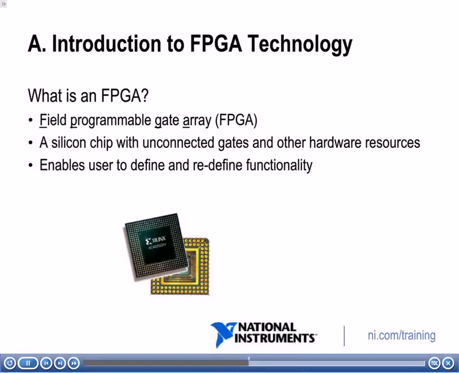So what is an FPGA? An FPGA is a field programmable gate array. One way of thinking about it is it's a programmable silicon chip. So what you can do is in software you can define the functionality of what you want that FPGA to execute, and once you've done that, you can send that to your FPGA, and then the FPGA will actually rewire its own hardware to implement that functionality that you defined in software. One awesome thing about FPGAs is it allows the user to define and redefine functionality. So you can update the functionality of the hardware on that FPGA chip.